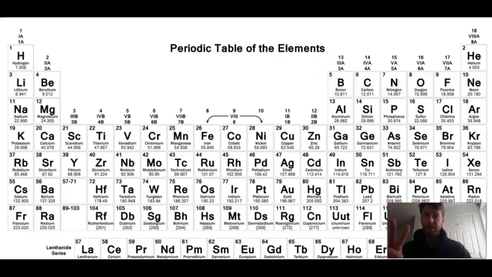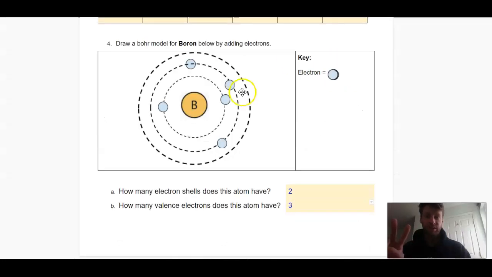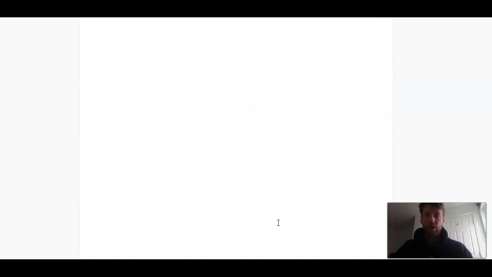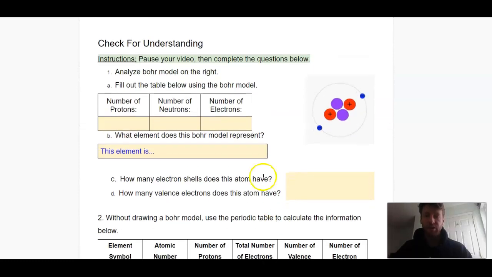And it's in group 3A, so it should have 3 valence electrons. So 2 electron shells, 3 valence electrons. We did our work correctly. I love using the periodic table as a quick double check when I'm done with my work to make sure I've done it correctly. All right, go ahead and move on to the check for understanding. Pause the video. We'll go through it in a moment.